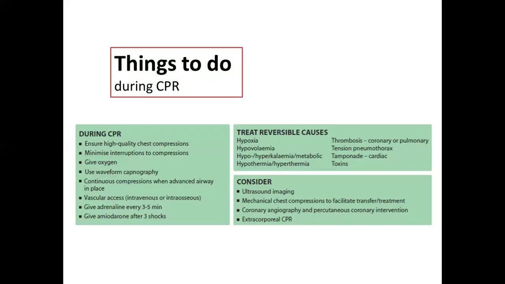For example, toxicological causes, hypothermia, ACS and pulmonary embolism. In those instances, sometimes you might need to give chest compressions for 90 minutes, prolonged CPR. Otherwise, you stop at 20 minutes, right? Any questions here?